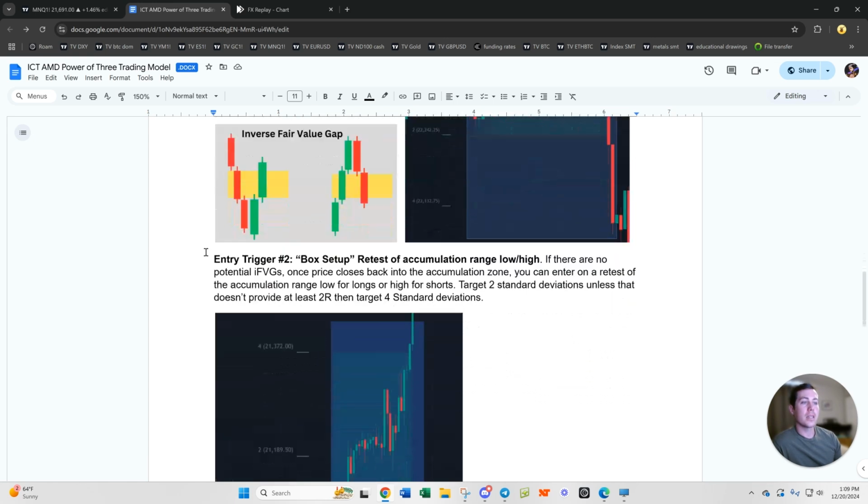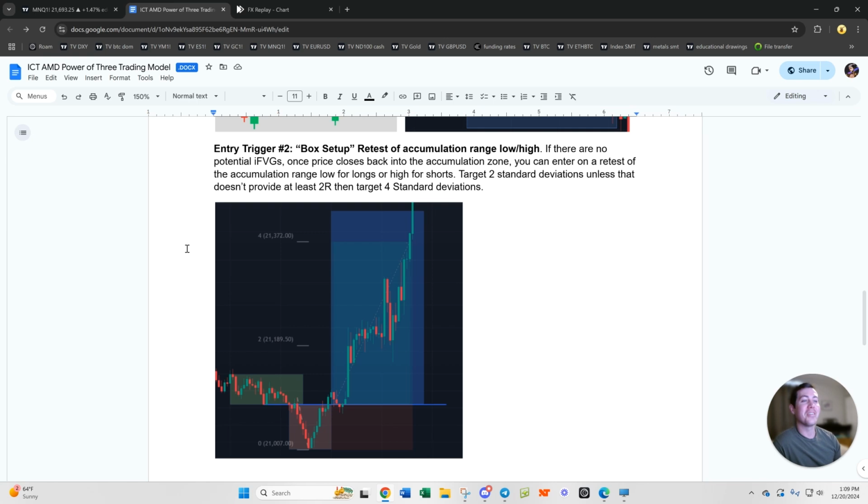And then the second one is essentially what they call a box setup. It's for cases where there's not a fair value gap. So as you can see here, we've got an accumulation phase, then manipulation, and once price closes back above, it returns to the accumulation phase. If there aren't any clear inverse fair value gaps during the manipulation phase, then we will just enter on a retest of the low of the accumulation range. So just a range retest, essentially.